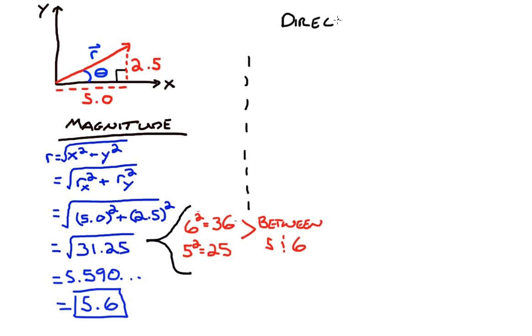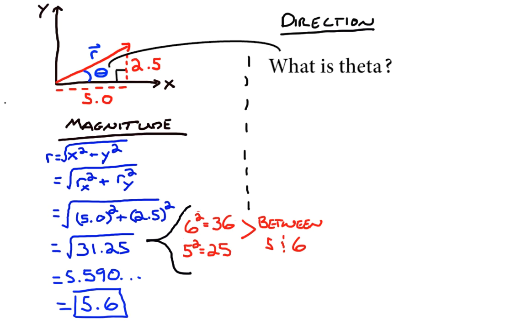Now let's work on finding the direction of the vector. All I need to answer here is what is theta, because if I can tell you what theta is, I can say this vector points at a certain angle above the x-axis. Well, remember this is a triangle, and specifically a right triangle. So we can use some basic trig functions to find this.